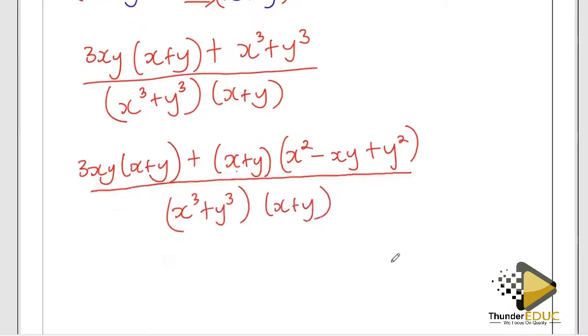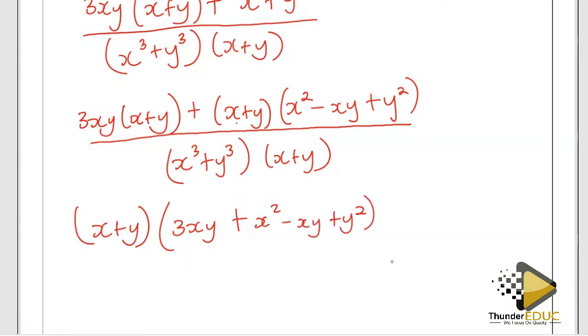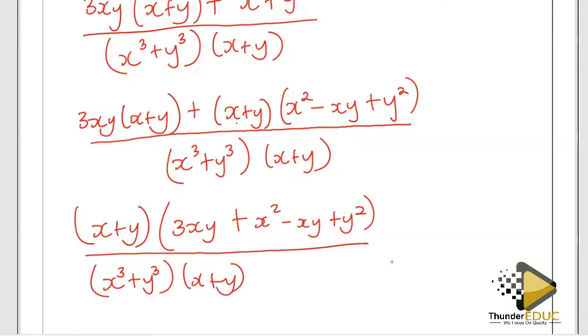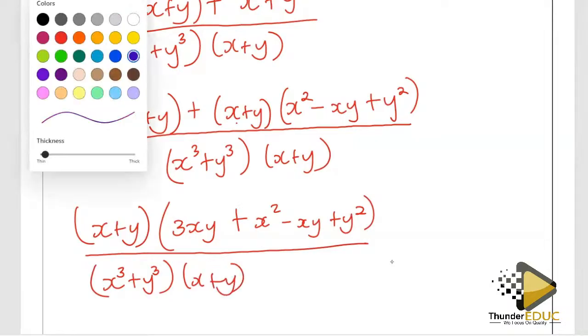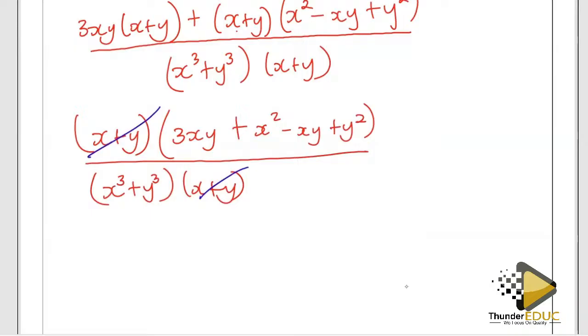Then what we observe to be common: from the top, x plus y is common. So you're going to have x plus y out, into 3xy plus this entire bracket, x squared minus xy plus y squared. We're dividing this by x cubed plus y cubed into x plus y. So meaning that the x plus y and the x plus y should cancel out. I'm taking the longest approach just to make sure we get to the same answer.